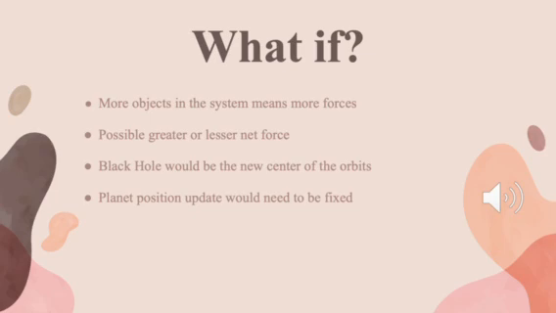We would also have a new focus of the orbits. The new center of orbit would be the black hole, as it would have the greatest mass. We would also need a planet position update. This is because the planet is no longer stationary.